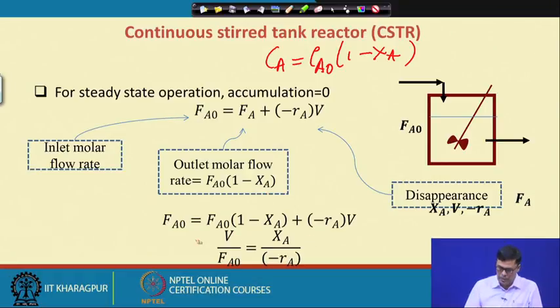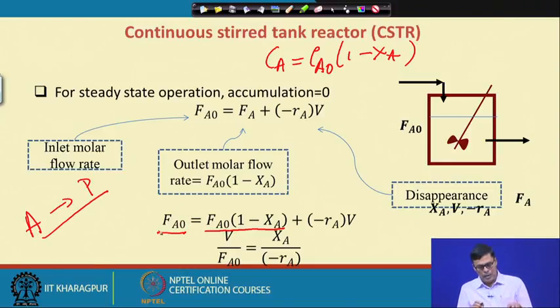So in this equation, FA is the input and FA0. We do not have any generation because this A is the substrate, am I right? And it is producing product. So the equation is that rate of input plus rate of generation is the rate of output plus rate of disappearance plus rate of accumulation.